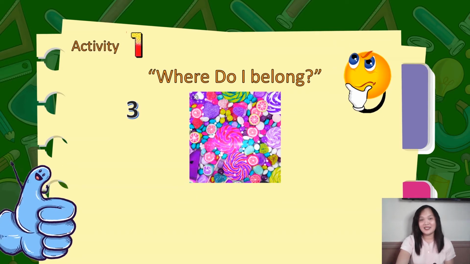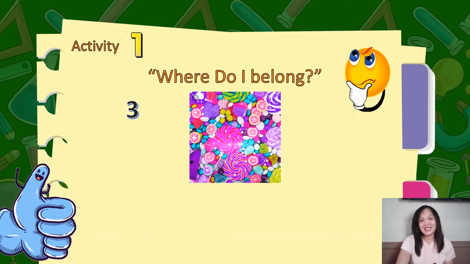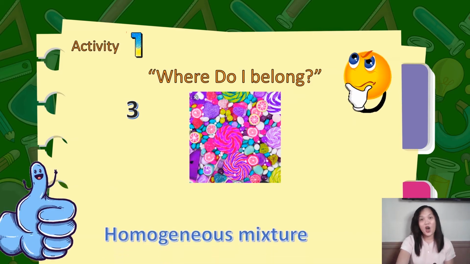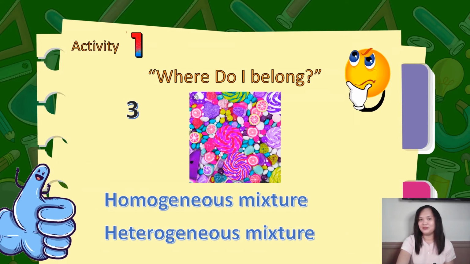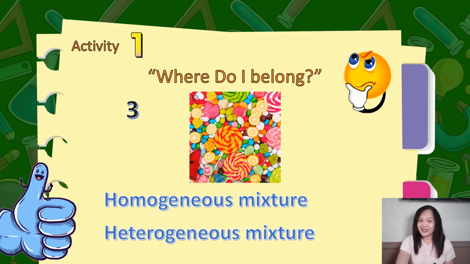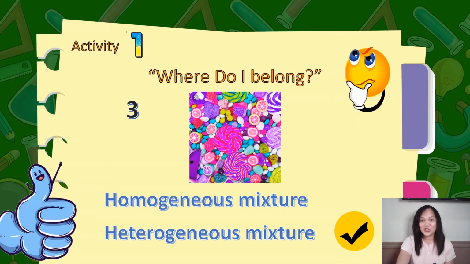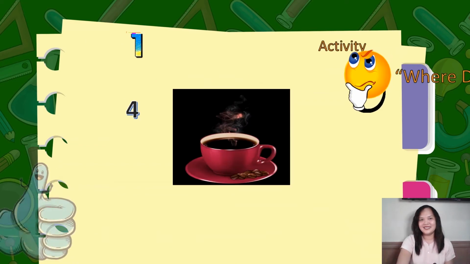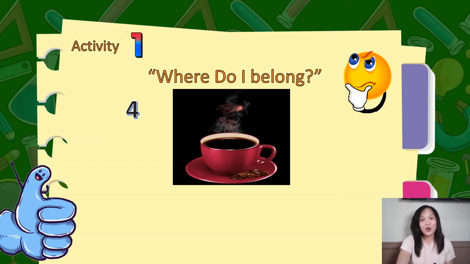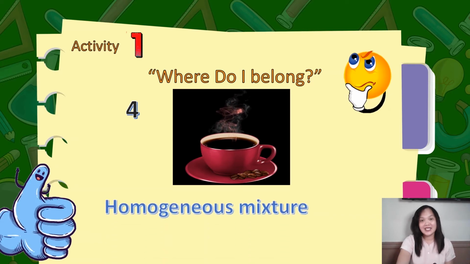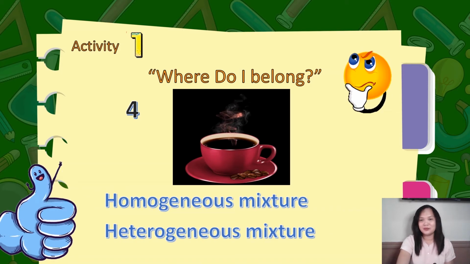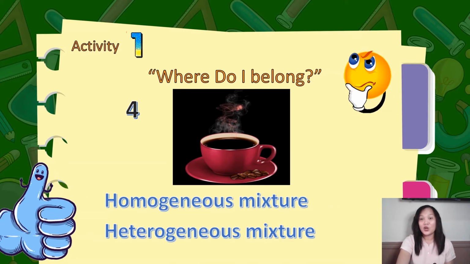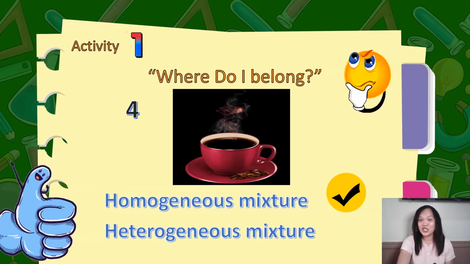Number 3. Different kinds of candies. Is it homogeneous mixture or heterogeneous mixture? What's your answer? Correct. Heterogeneous mixture. Number 4. A cup of coffee. Is it a homogeneous mixture or a heterogeneous mixture? Correct. A homogeneous mixture.